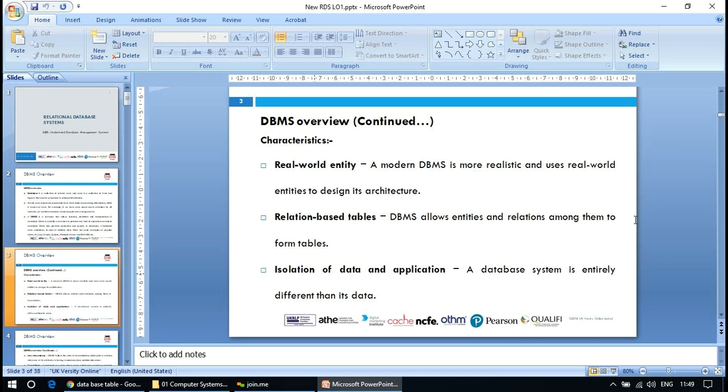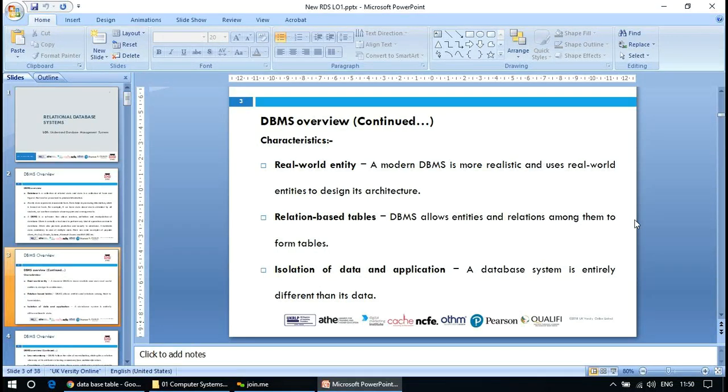Here is the third point, isolation of data and application. Do you want to explain what it is, and what is the meaning of this?